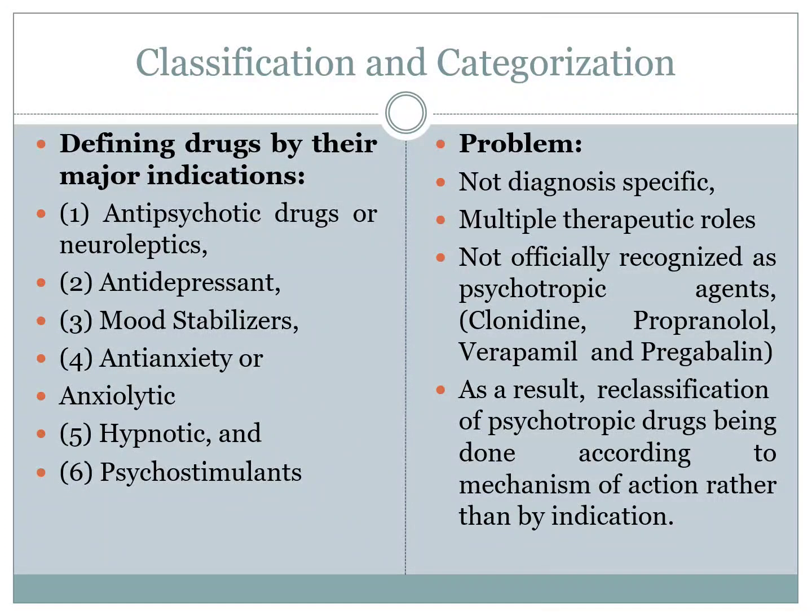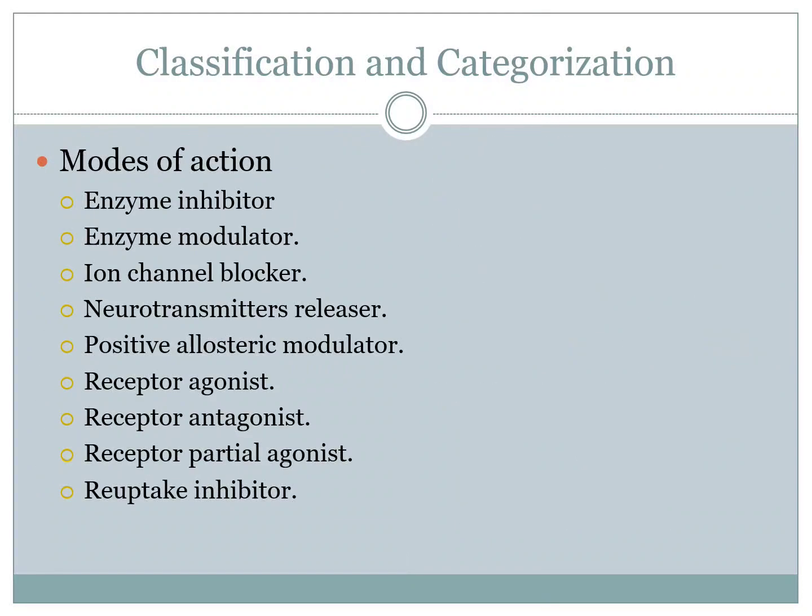So as a result, reclassification of these drugs is being done according to the mechanism of action rather than by indication. So on the basis of mode of action, these drugs can be called enzyme inhibitors or modulators, ion channel blockers, neurotransmitter releasers, modulators, receptor agonists, antagonists, partial agonists, or reuptake inhibitors.